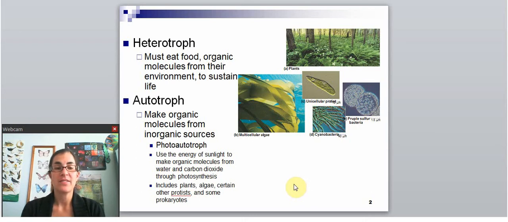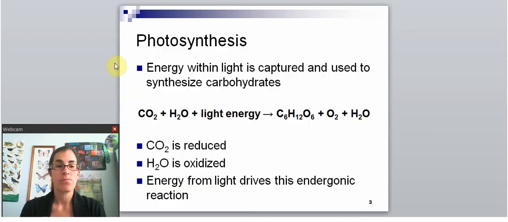Everything else on Earth must eat autotrophs in one way or another, and they are called heterotrophs. So heterotroph means to eat others or to get nutrition from others. So they have to eat another living thing to extract organic molecules and get energy that they need for life. We are an example of a heterotroph. We have to eat other organisms in order to get energy and organic molecules.